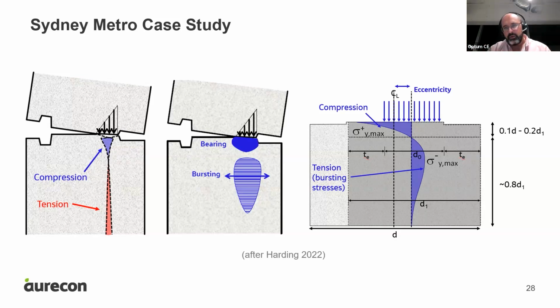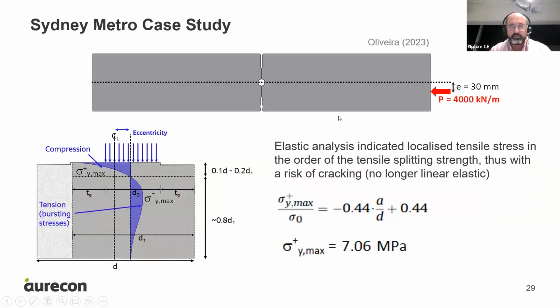And this is more or less how these tensions occur in a highly loaded segment joint, right? So you have compression near the top here and tension near the bottom here. And generally, using elastic theory, this is how they dissipate, at about 80% of the equivalent depth. And this equivalent depth depends on the eccentricity of this load.